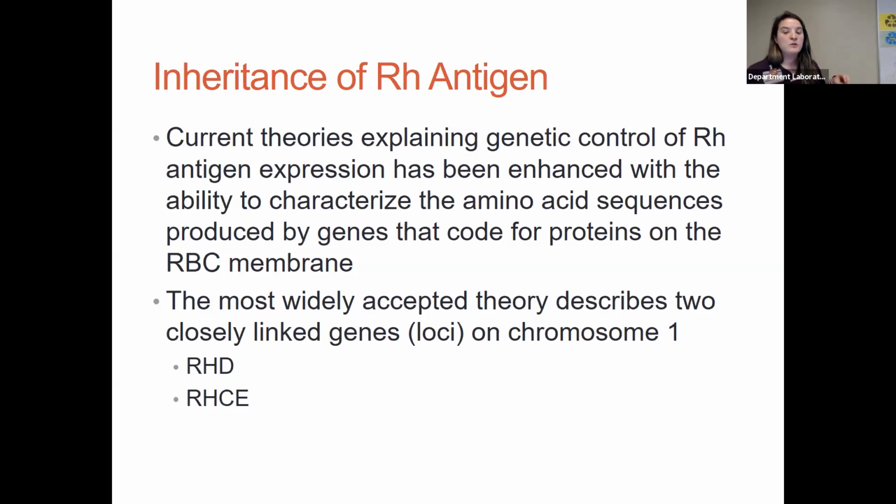The most widely accepted theory describes two closely linked genes at the same loci on chromosome number 1. You have one locus that controls the D antigen, and then you have the other locus that controls the C and the E expression.